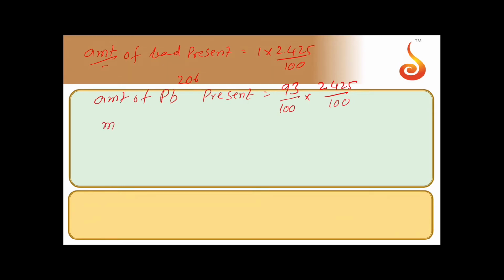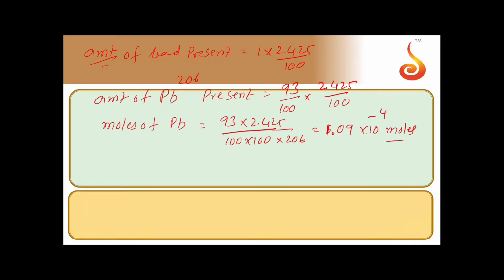Now the number of moles of Pb is equal to dividing the entire thing by its molar mass. So 93 × 2.425 / 100 × 100, divided by 206. This value you can take as 1.09 × 10^-4 moles. That is the number of moles of lead present.